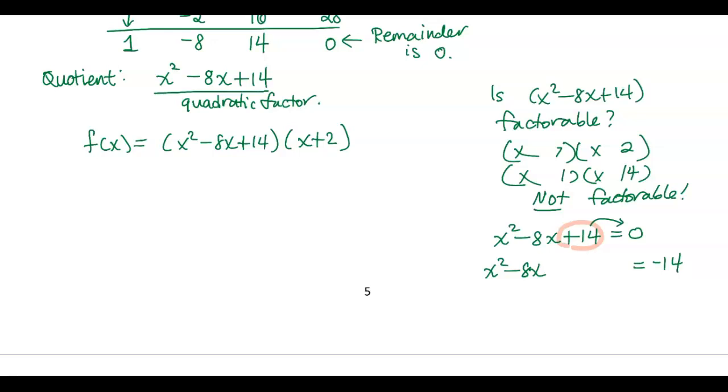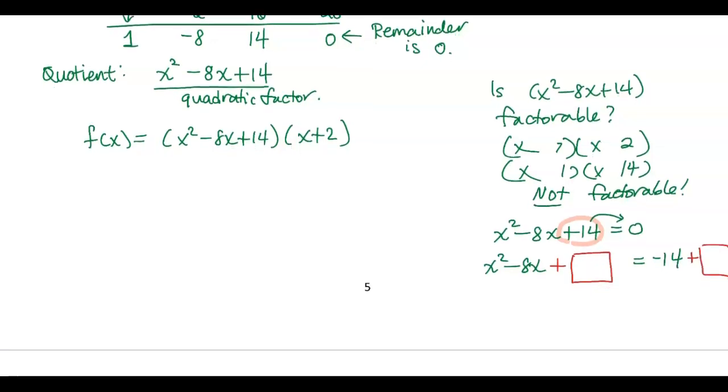I did that because now I want to complete a square. I'm going to add a number to both sides. And that number is a special number because it's going to complete the square for me. And how do we figure out that number? It's always going to be half of the middle number squared. So half of -8 squared is -4 squared, 16. So I'm going to add 16 to both sides.